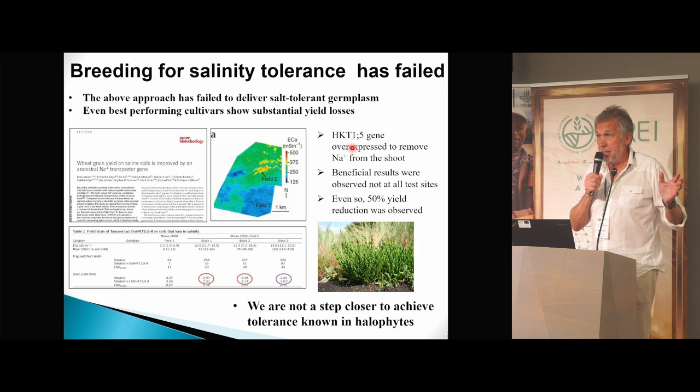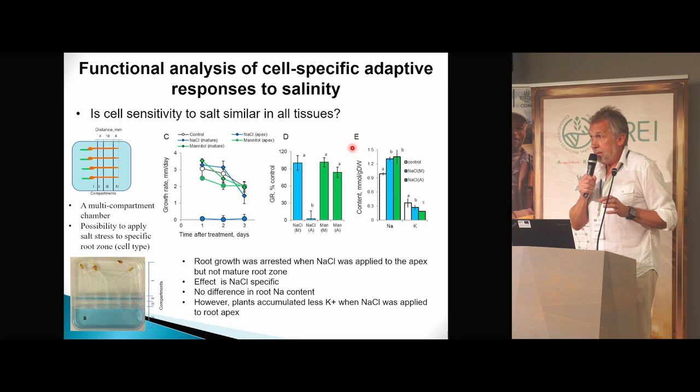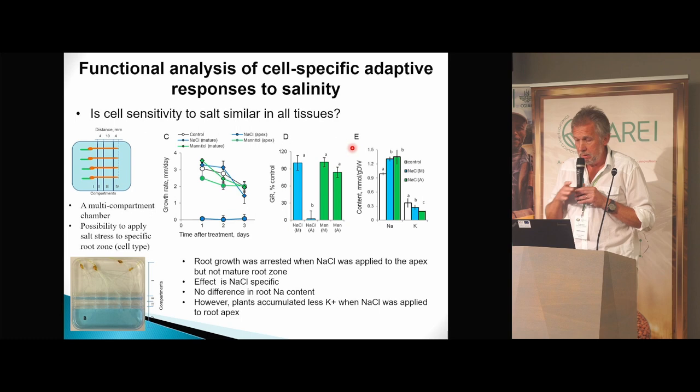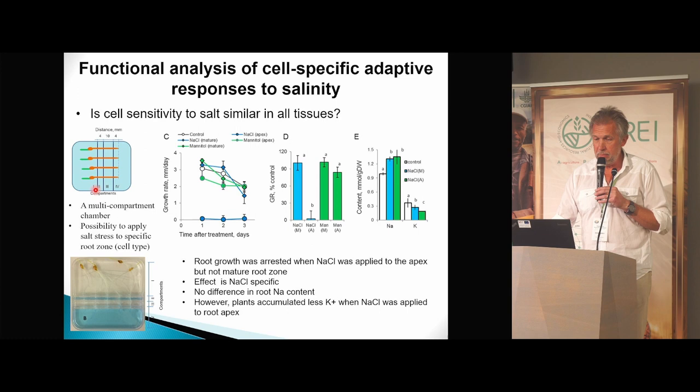So why is it? What can we do? We look at this aspect of tissue specificity of gene operation and we ask a very, very simple question at the beginning. Do all the root tissues have the same sensitivity to salt or not? And for doing that, we just did very simple experiments. So we designed, this is a photo and this is a model, a sort of multi-compartment chamber. So you have several partitions and you expose the root to salinity in different places.